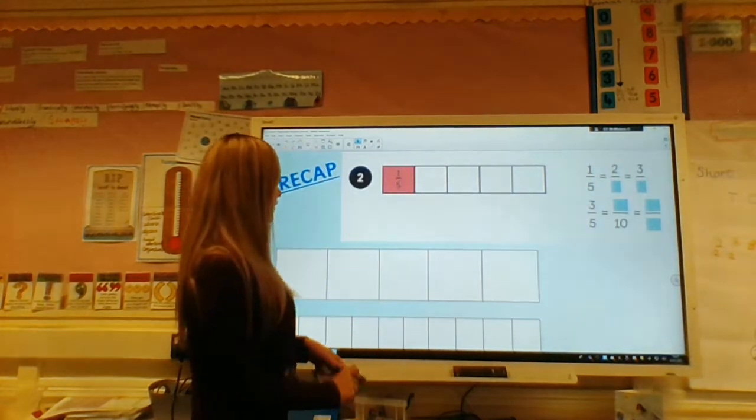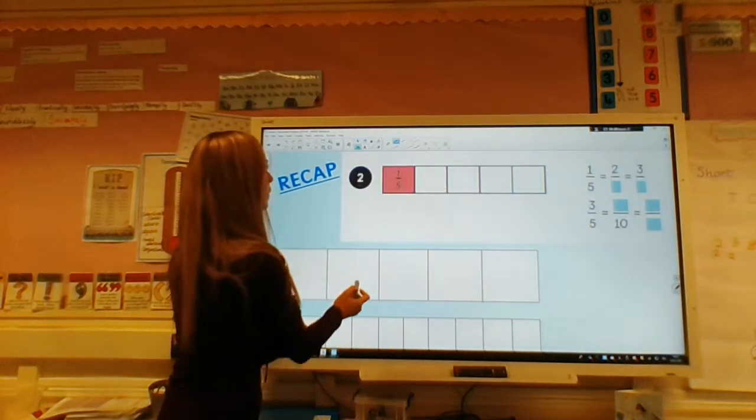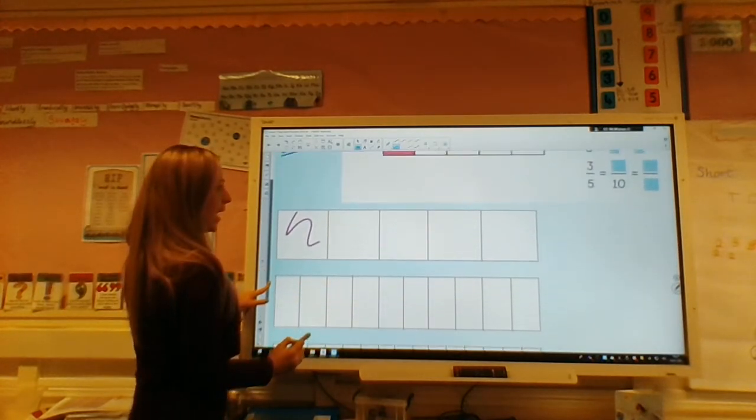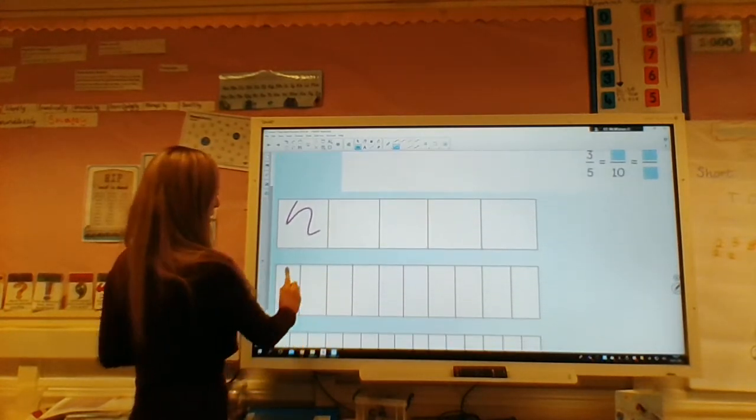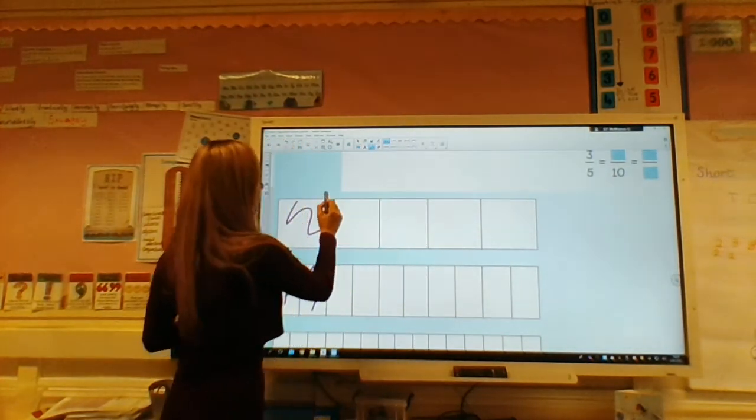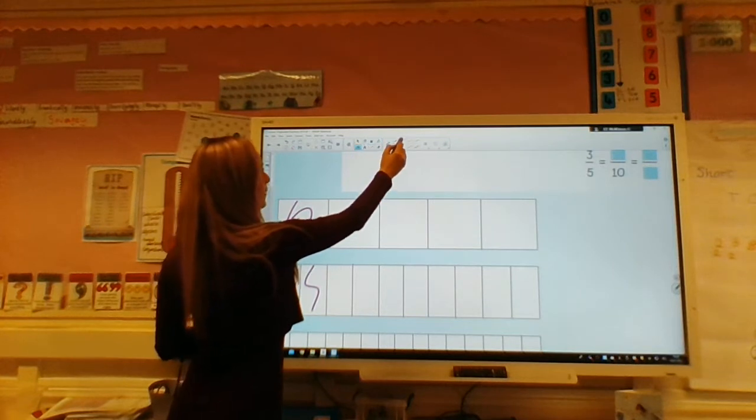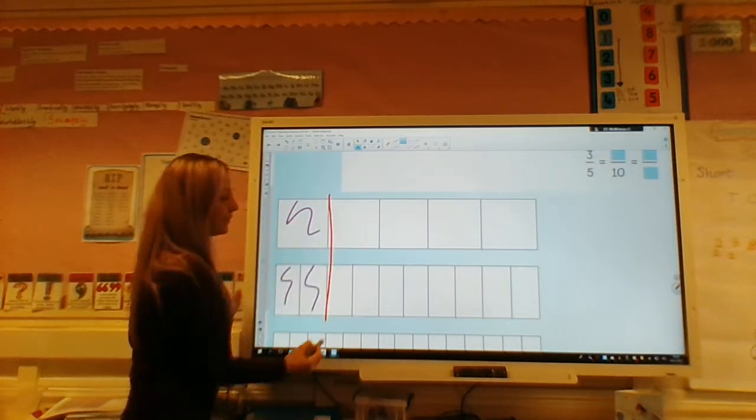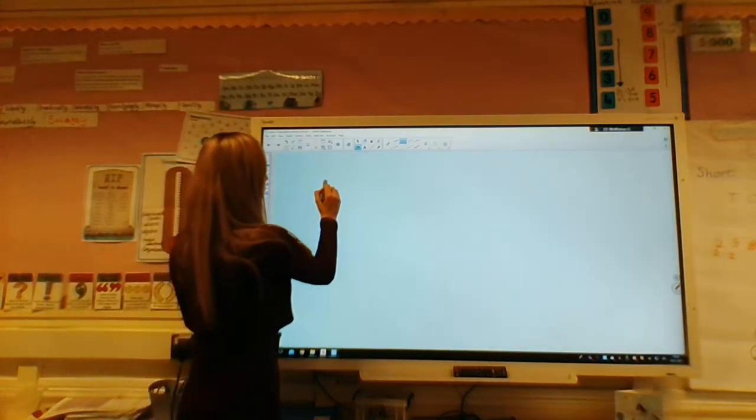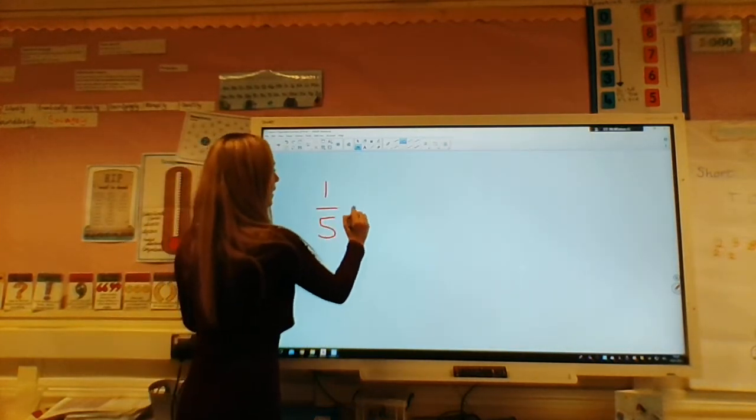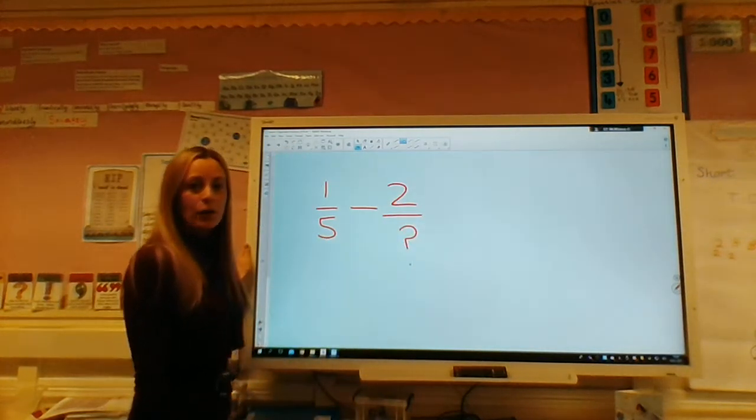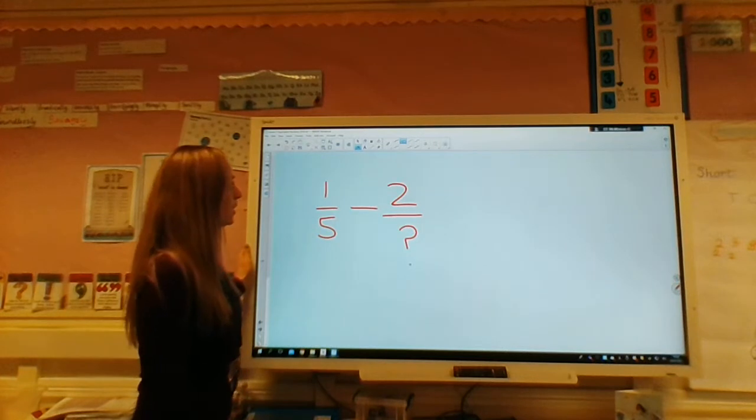So if we look here, and I shade in 1/5 of this, and then here, if I shade in 2/10, they are, in fact, equivalent fractions. Now that's me showing you pictorially, but if we look here, if we've got 1/5 and 2 of something, we are going to use our multiplication skills to solve this.